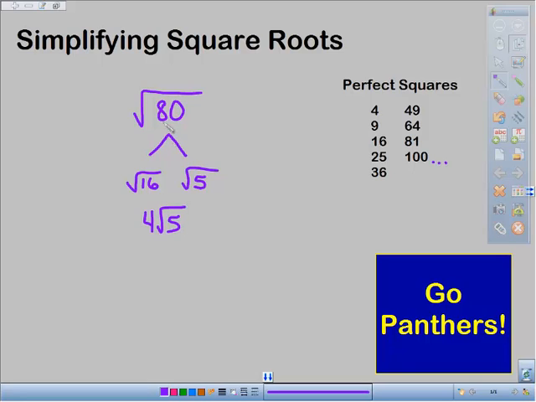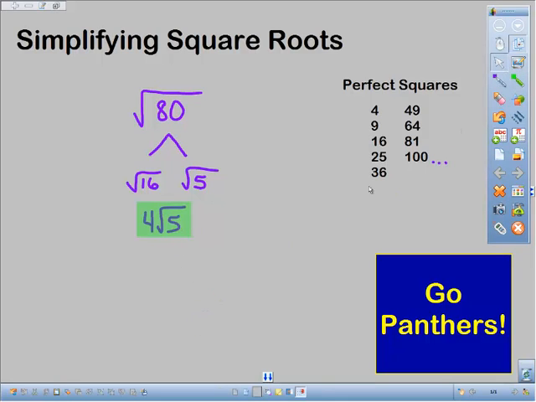If you try this in your calculator, the square root of 80, decimal approximation, and then 4 square root of 5, decimal approximation, you're going to see that they're the exact same value. Because the square root of 80, when you reduce it, is 4 times the square root of 5. So that's it. That's all there is to your answer.